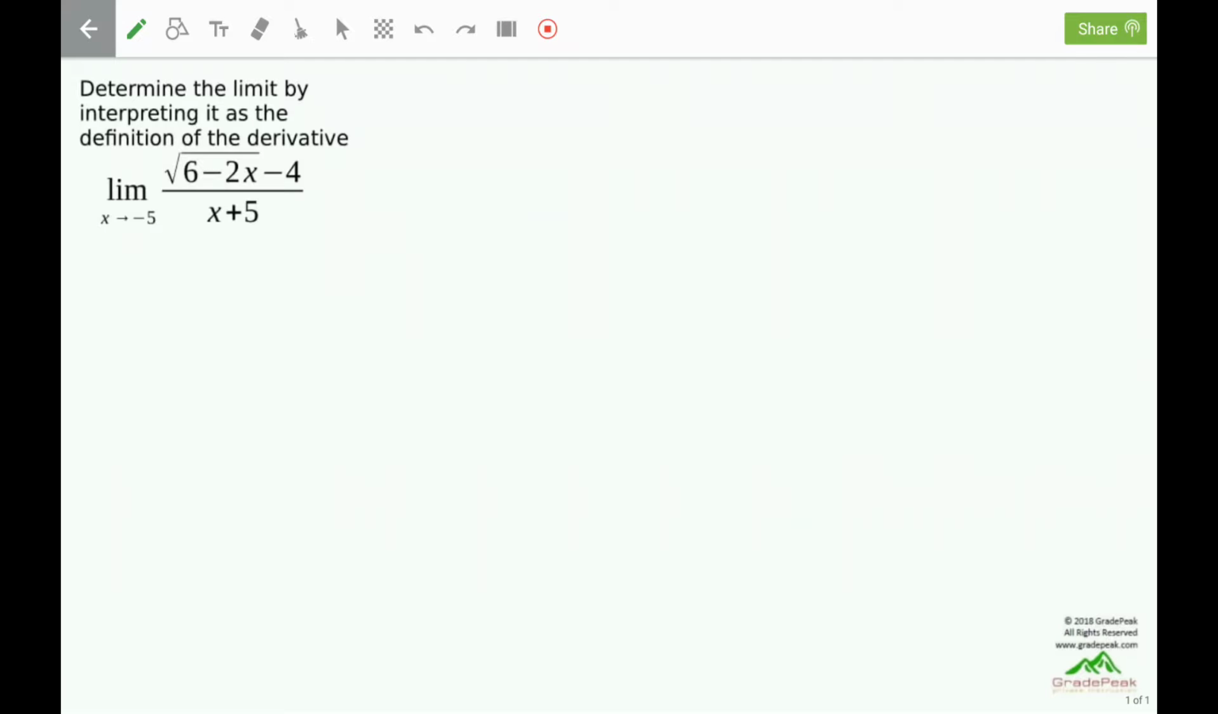Determine the limit by interpreting it as the definition of the derivative. Limit as x goes to -5 of the square root of 6 minus 2x, minus 4, over x plus 5. This limit is of the form limit as x goes to a of f of x minus f of a, all divided by x minus a.